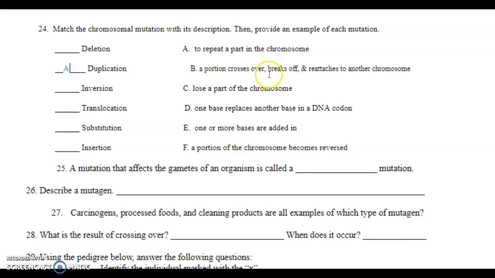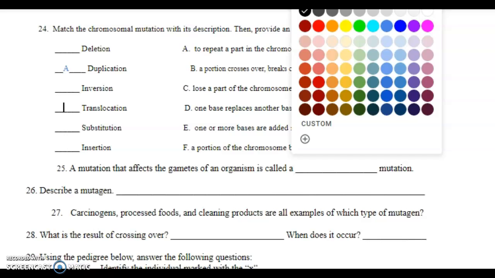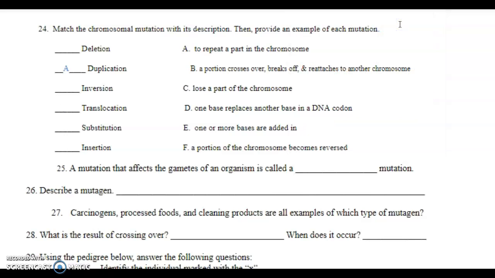B says a portion crosses over, breaks off, and reattaches to another chromosome. So this one involves 2 different chromosomes, and that would be translocation. 2 and trans both start with a T. That'll help you remember. Trans means across. So in translocation, we move those genes across to another chromosome.